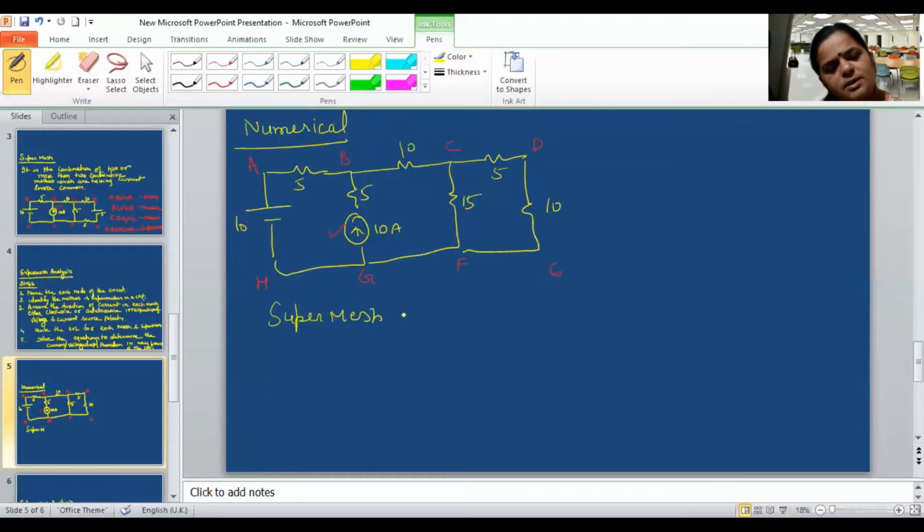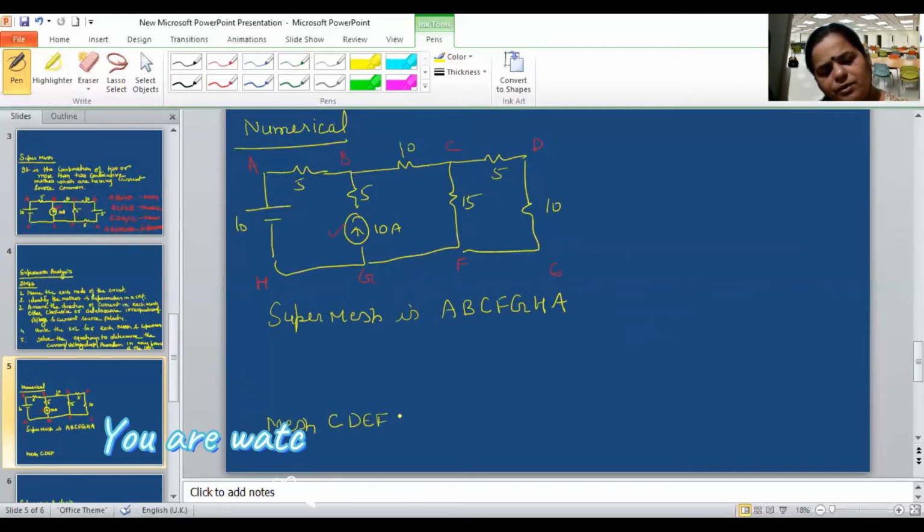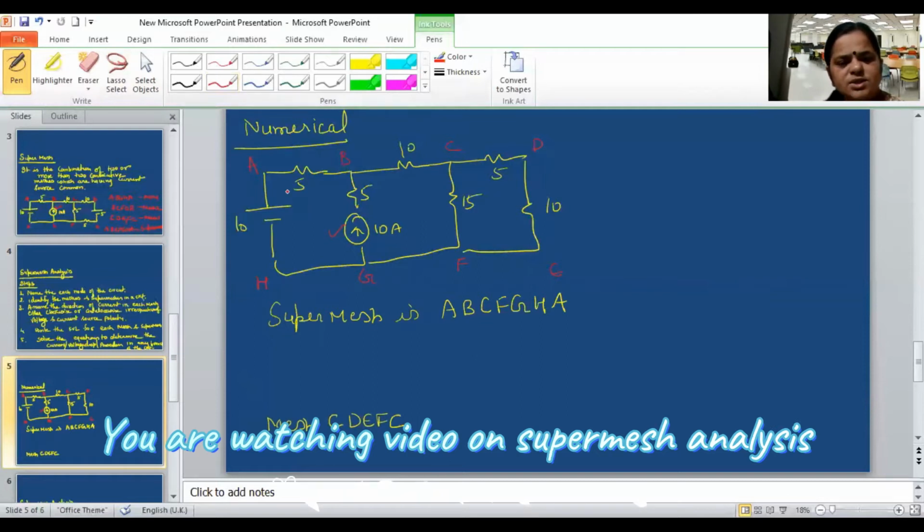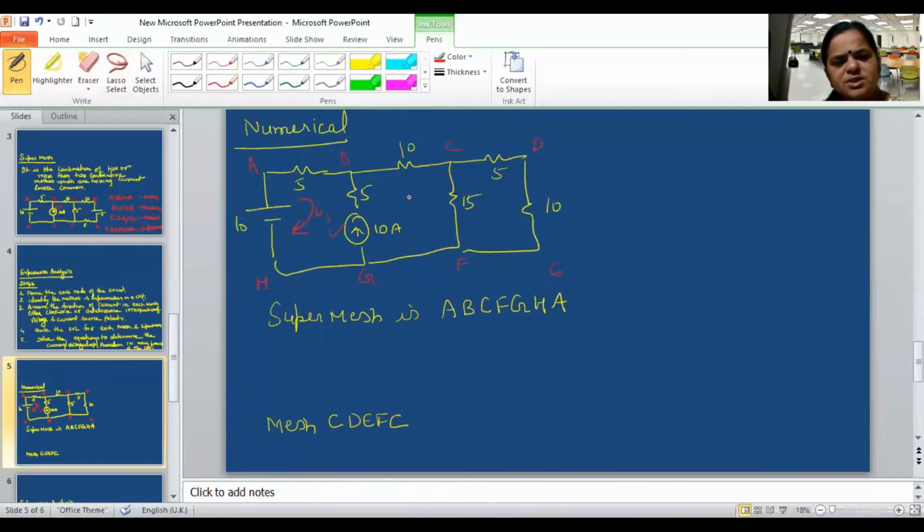So what is the supermesh? Supermesh is ABCFGHA. And there is one other mesh, that is mesh CDEFC. Now let us assume the direction of current in each mesh randomly, clockwise or anti-clockwise. I am taking clockwise: I1, I2, I3. This circuit has 3 meshes. Meshes 1 and 2 combined make the supermesh, and the third mesh is the separate mesh, that is CDEFC.